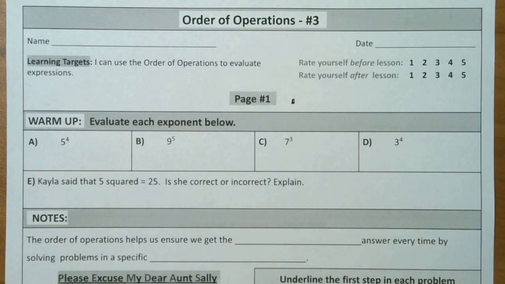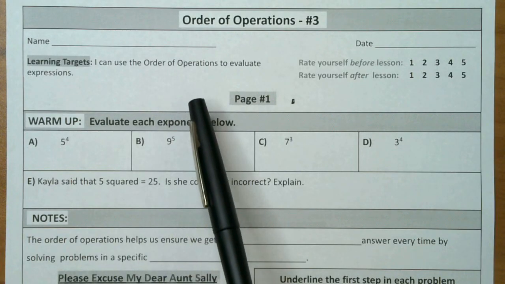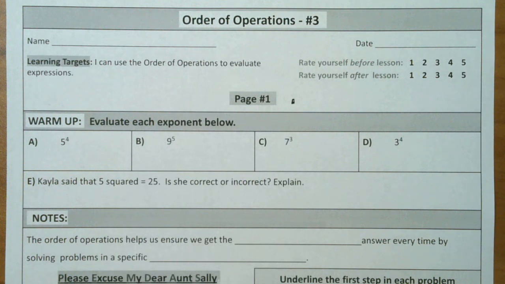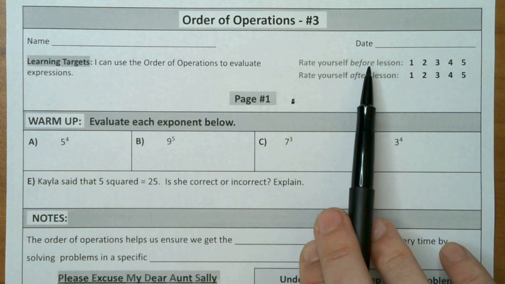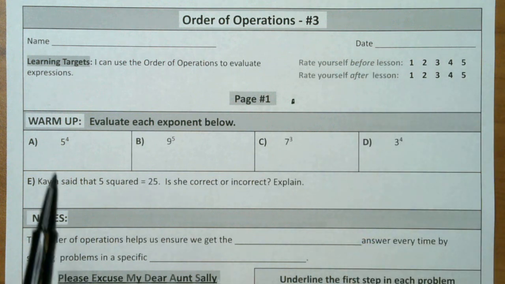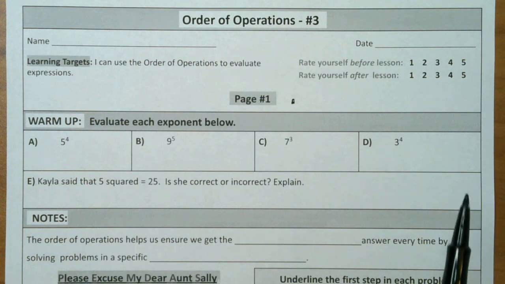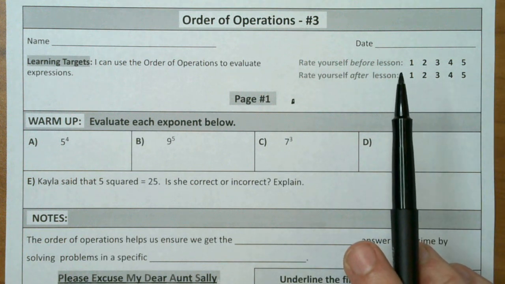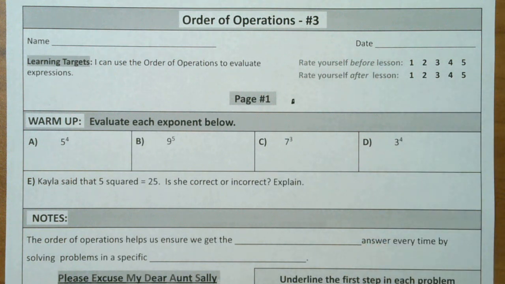Our learning target today is I can use the order of operations to evaluate expressions. Go ahead and rate yourself before the lesson, 1 through 5. How confident do you feel in this learning target? At the end of the lesson, we'll come back and rate ourselves again to see if we're more confident after some practice. 1 is the lowest, 5 is the highest.